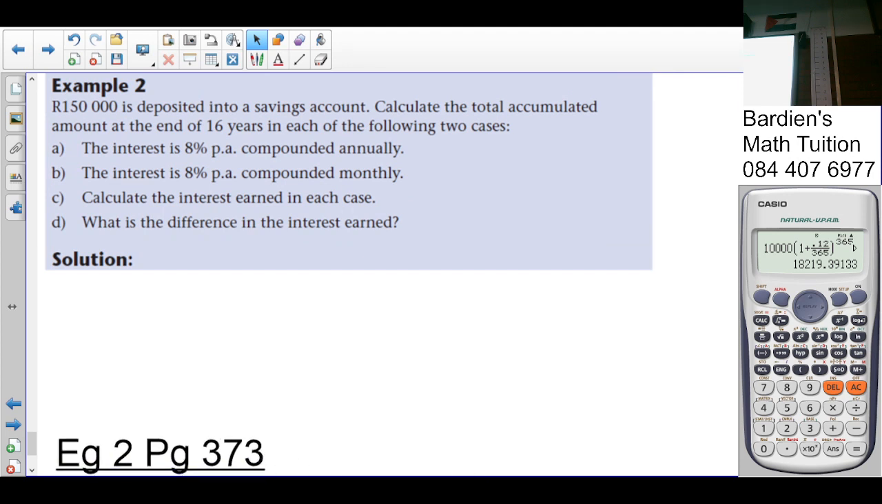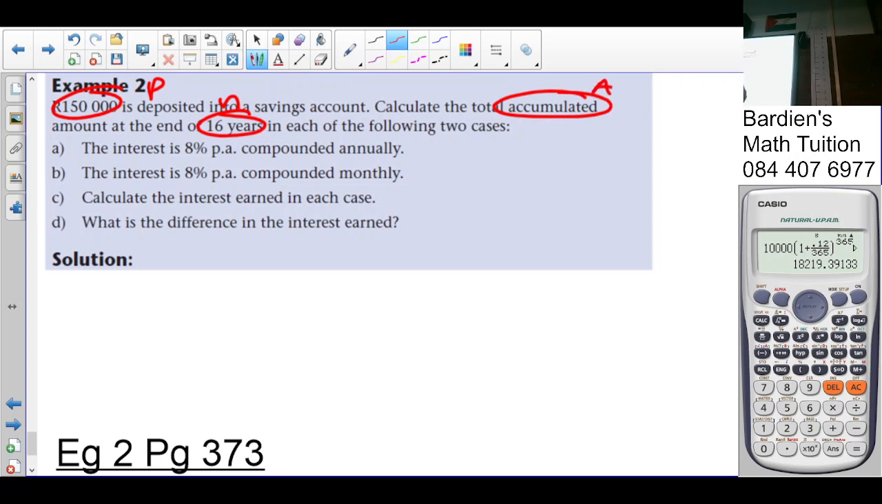150,000 is deposited into a savings account. Calculate the total accumulated amount at the end of 16 years. So 150,000 rand is going to be your P value, and 16 years is your N value. You're going to calculate the A value. In the first case, the interest is 8% per annum compounded annually.